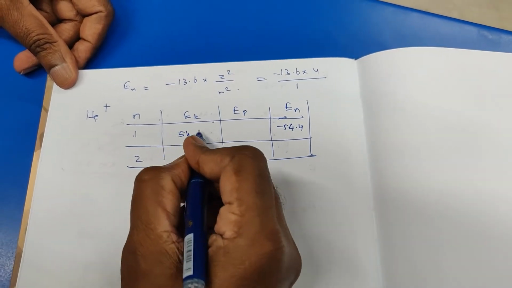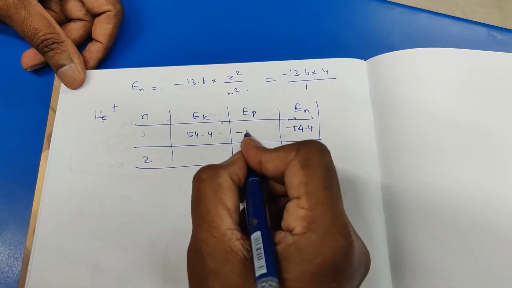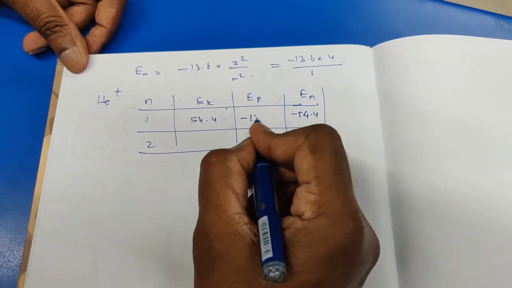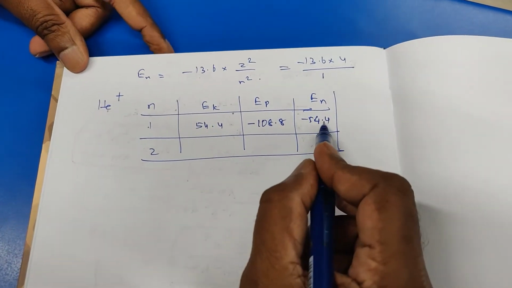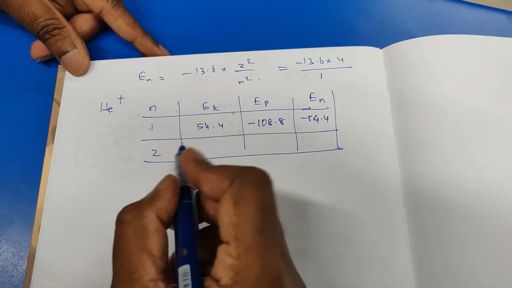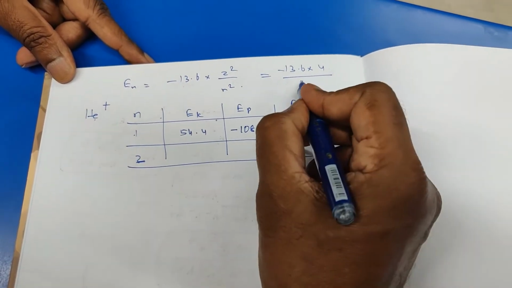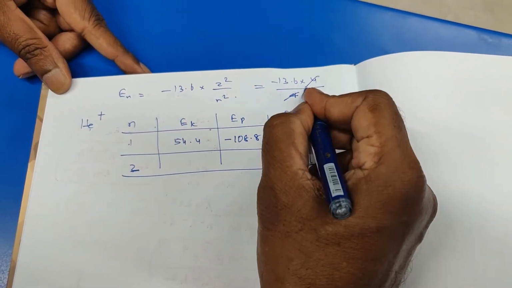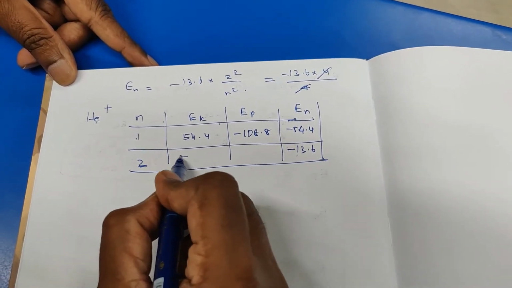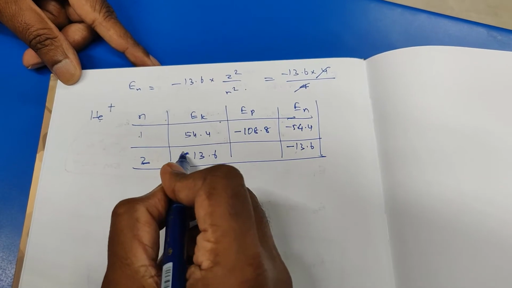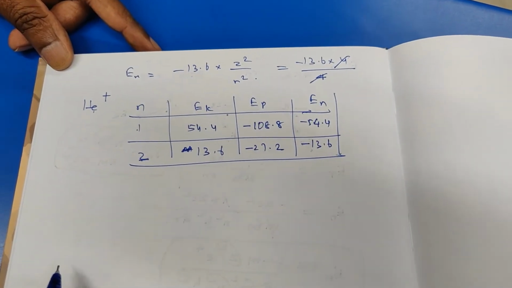Kinetic energy is plus 54.4. And what is the potential energy? It will be minus 108.8. You have to multiply by 2. Now, second level: N is equal to 2. So here it will become 4, and 4 and 4 will get cancelled. Therefore, this is minus 13.6, kinetic energy is plus 13.6, and here you will have minus 27.2. Like that you have to calculate.